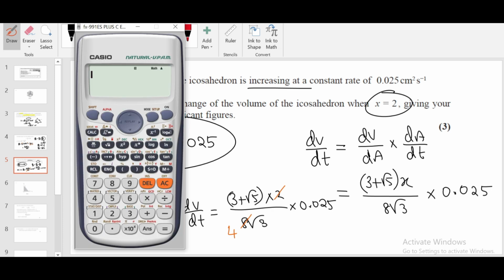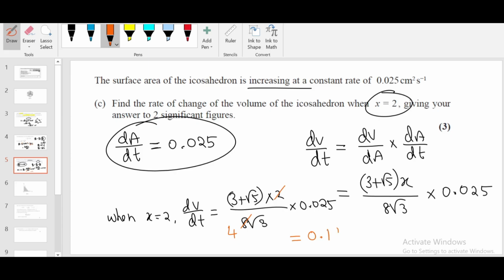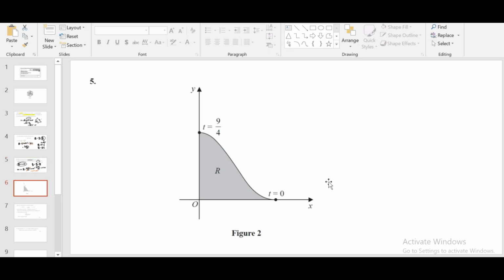They want the answer to two significant figures. Okay, so first 3 plus root 5, times 0.025, divided by 4 root 3. So the answer to two significant figures is 0.19. That's the rate of change in volume, in centimeters cubed per second. That's all. Question number 5 now.